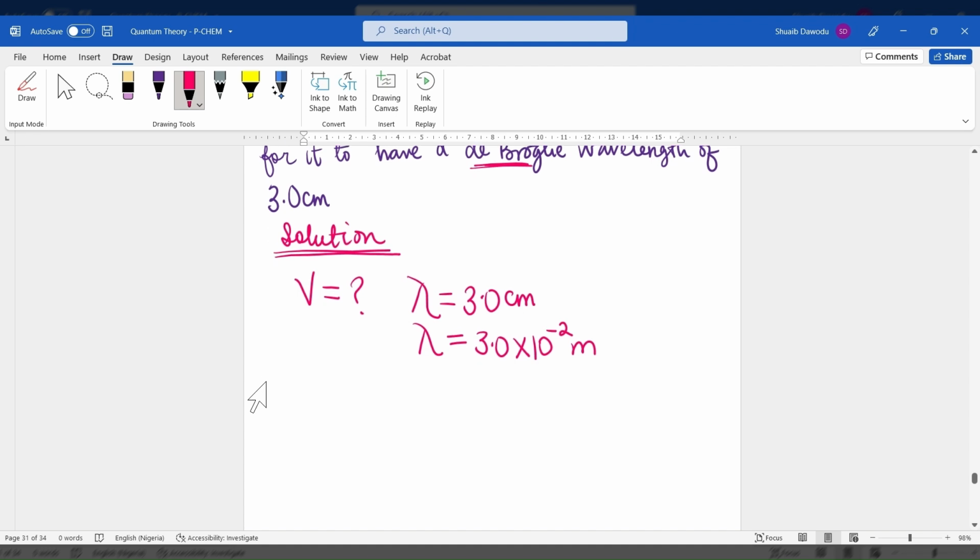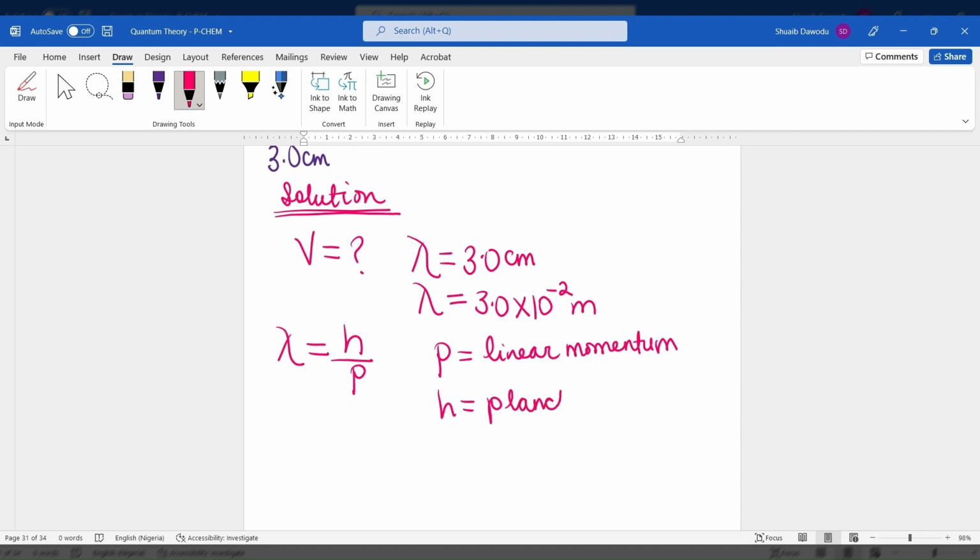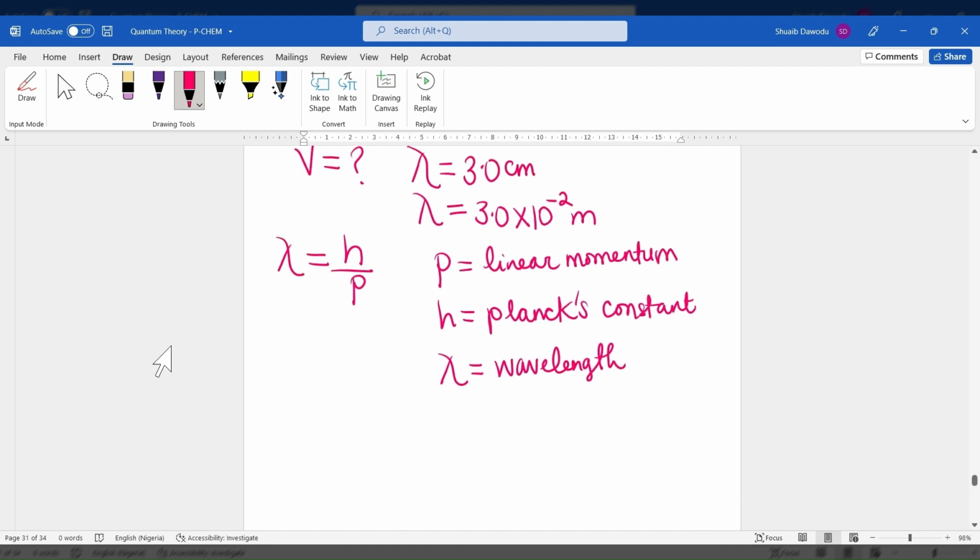Now, to solve a question like this, you have to use the de Broglie relation formula, which simply says lambda, wavelength, is equal to h divided by p, where p is equal to linear momentum and h is equal to Planck's constant, and then lambda is equal to wavelength. Yeah, that's basically it. And the question is literally asking us to determine velocity.